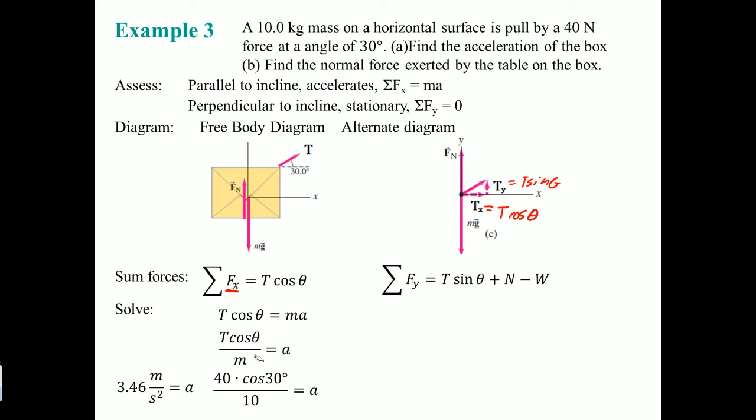Now to solve for the normal force, we use the summation of the y forces. Solving for N, but here we set it equal to 0. Why do we set it equal to 0? Because it says it right here. It's stationary in the y direction. That is the reason why it equals 0. You add W to the other side to solve for N, then you subtract T sine theta from the other side.